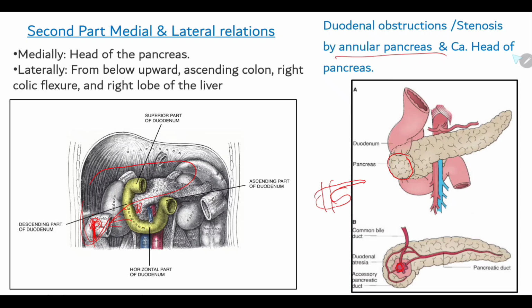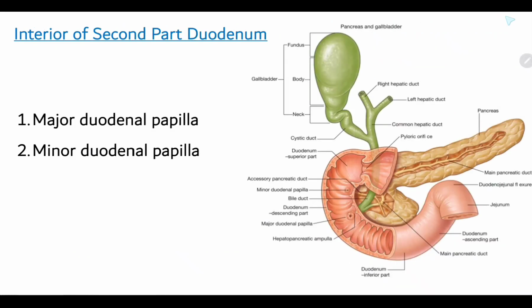Again, if there is carcinoma of the head of the pancreas, this carcinoma of the head of the pancreas and this annular pancreas may compress the second part of the duodenum.